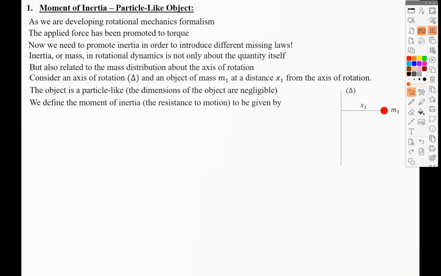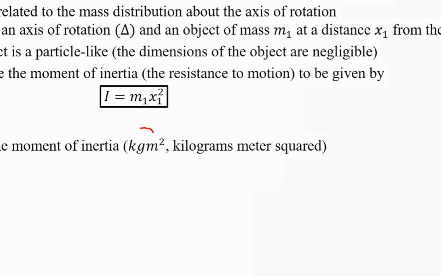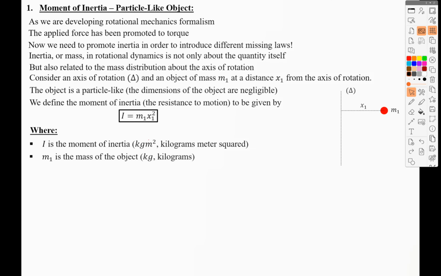We define the moment of inertia, the resistance to motion, to be given by I, which is m1 x1 squared, where m1 is the mass of the object and I is the moment of inertia. The moment of inertia has unit kilogram meter squared. m1 is the mass of the object, and x1 is the distance from the center of mass of the object to the axis of rotation.